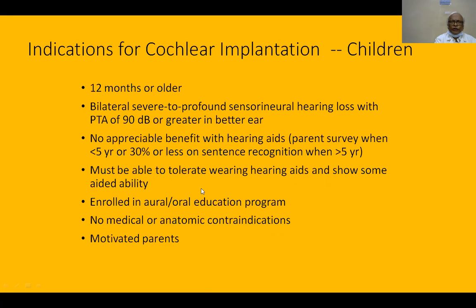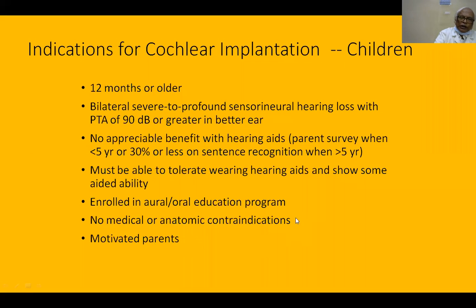He is a candidate for cochlear implantation, and he must be able to tolerate wearing a hearing aid, so the patient, the child, is used to wearing a hearing aid. And patients should also be enrolled into an oral education program, because doing a cochlear implant surgery is not the end of the program. In fact, the whole importance starts from the surgery. Once the surgery is done, the patient should be subjected to what is known as auditory verbal therapy. The audiologist or speech pathologist will take over the patient and start training the child.